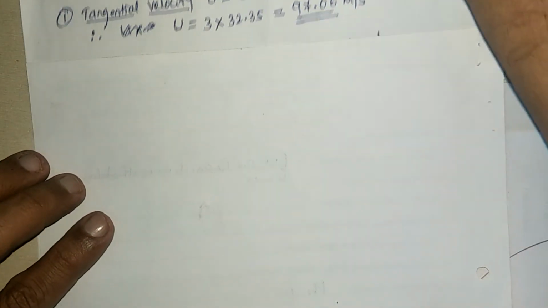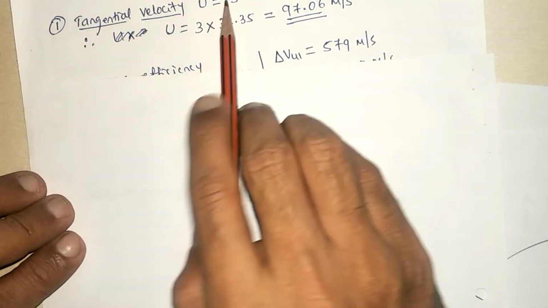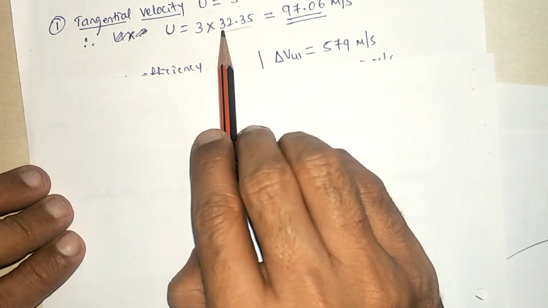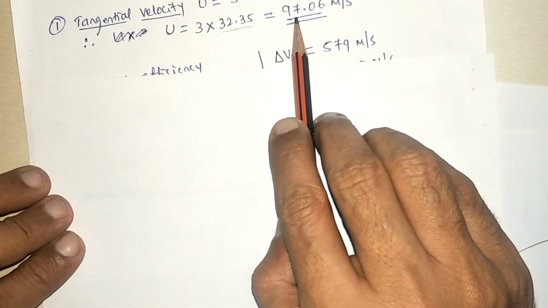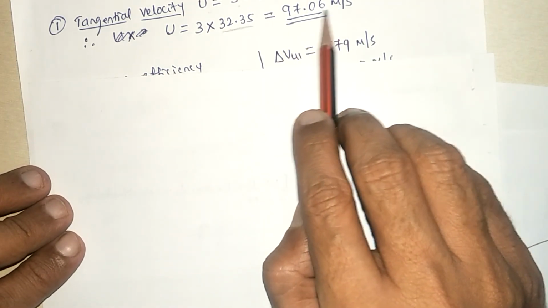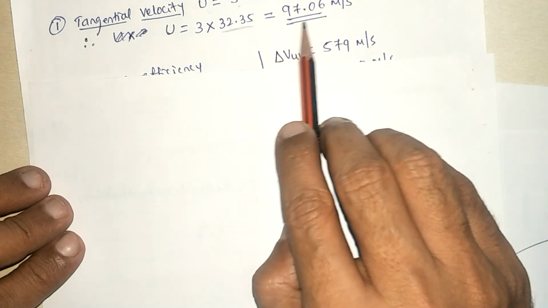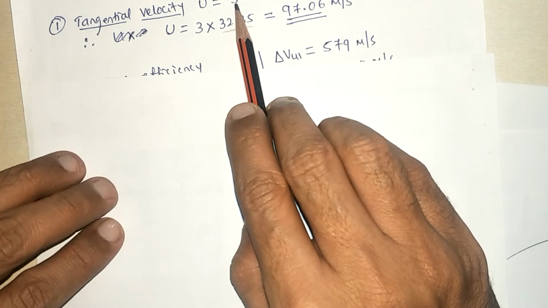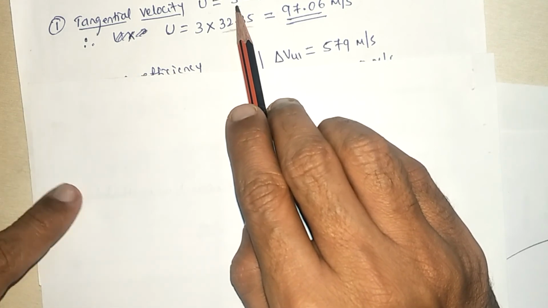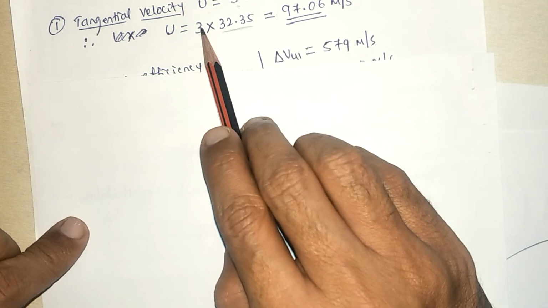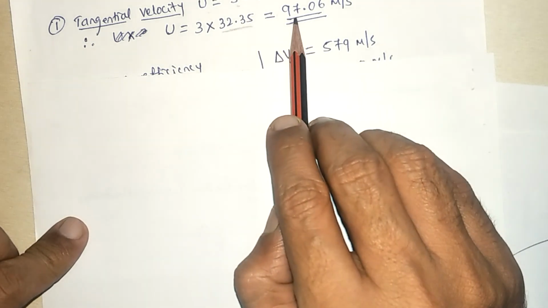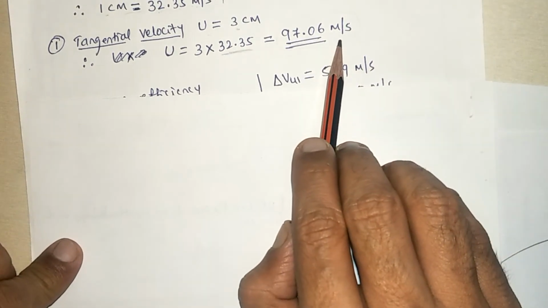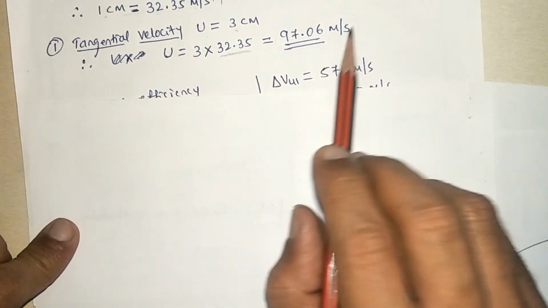Now, to calculate the tangential velocity U, as we have assumed 3 centimeters, 3 centimeters into the scale gives 97.06 meters per second. This is the magnitude of U. Initially we only assumed 3 centimeters because we did not know the scale. Multiplying by the scale, you get the value of U, 97.06 meters per second.